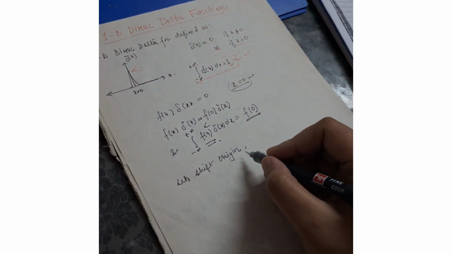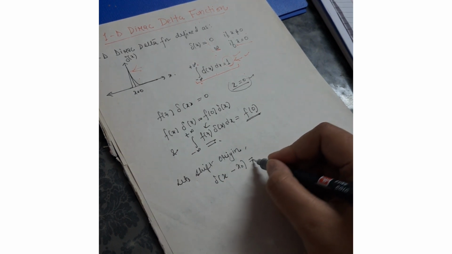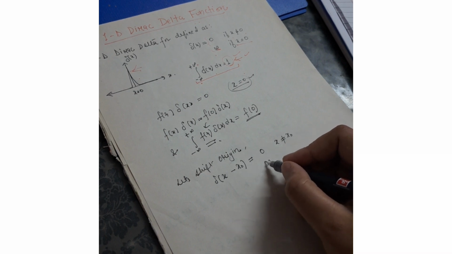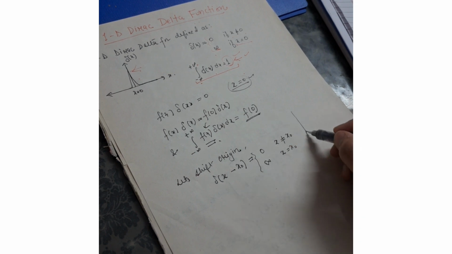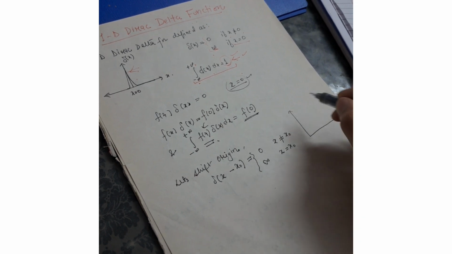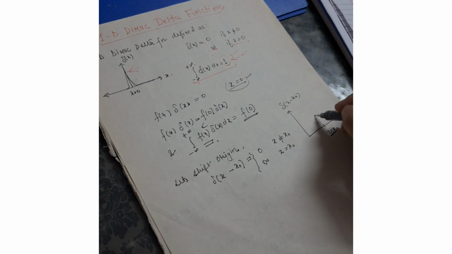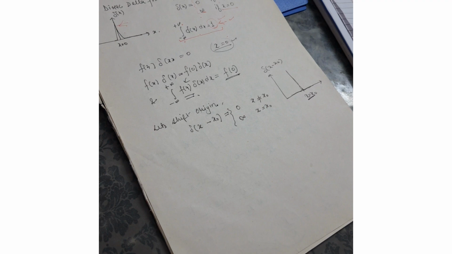Now let us shift the origin. So we define delta(x minus x naught) equals 0 for x not equal to x naught, and it gives value infinite for x equals x naught. So it will look like this: this is the function delta(x minus x naught), and at the point x equals x naught we'll get a spike. Now let us understand this function more by solving some questions.